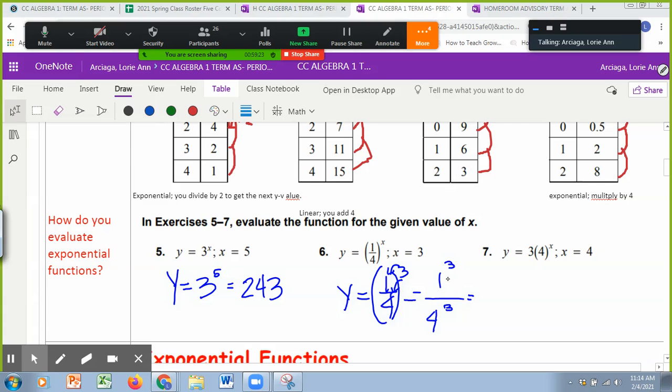What is 1 times 1 times 1? The top will just become 1, right? Good. And then what's the bottom? 4 times 4 times 4. What's the bottom? What is it? 64. Very good.